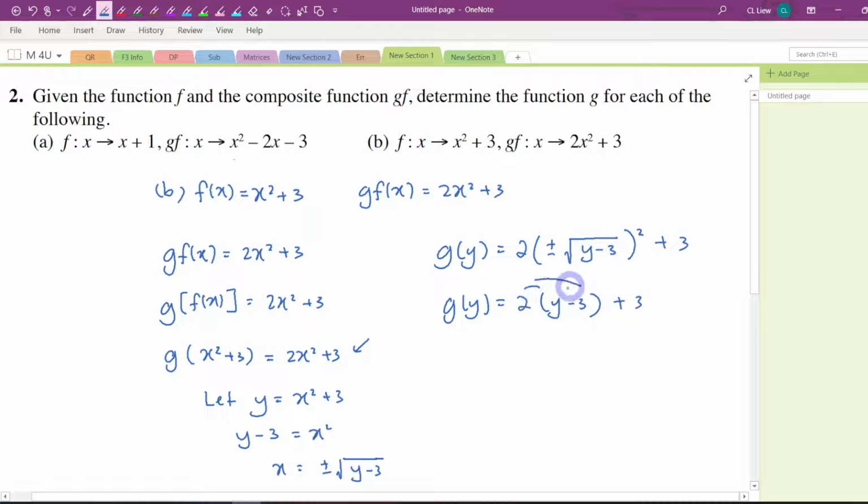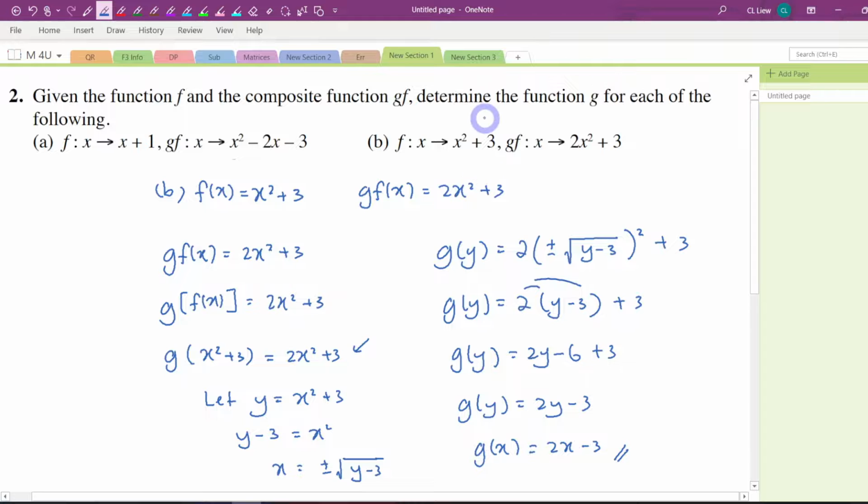Now just do some expansion over here. g of y is equal to 2y minus 6. 2 times 3, you get 6. Positive times negative, you get negative. So this is minus 6 plus 3. Okay, g of y is equal to 2y minus 3. And let us replace the y by using the x. g of x is equal to 2x minus 3. Okay, this is the way how we find the second function.